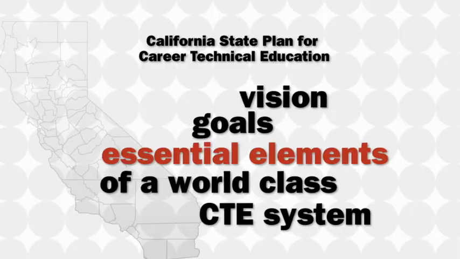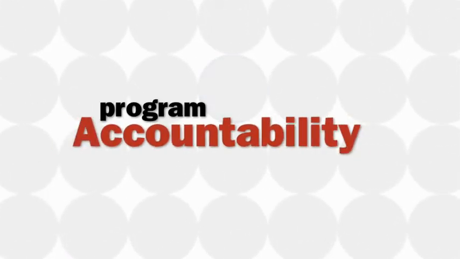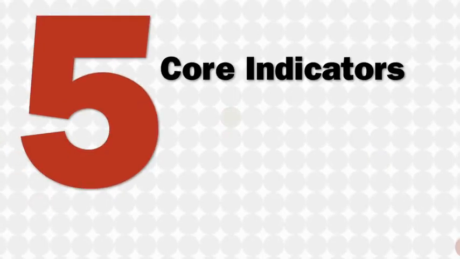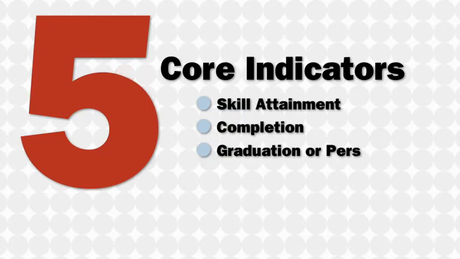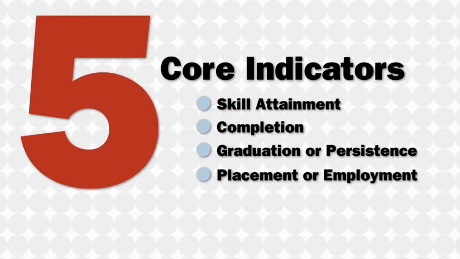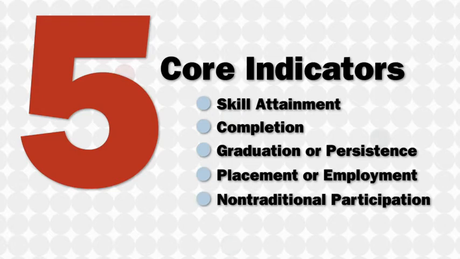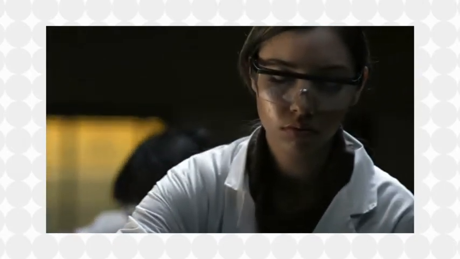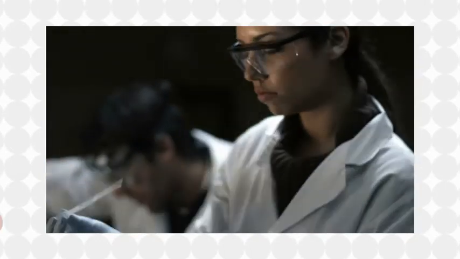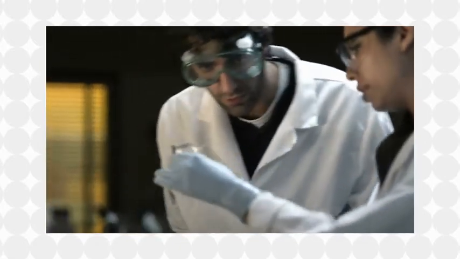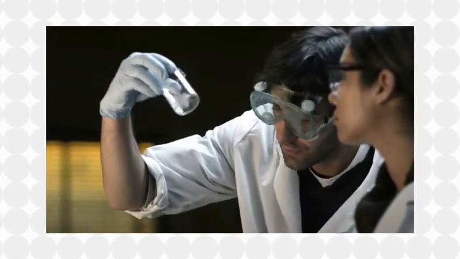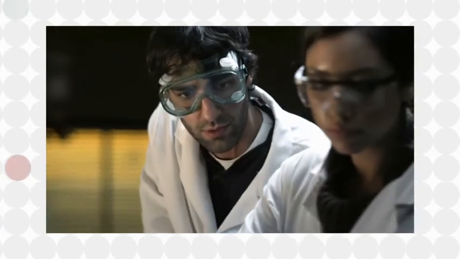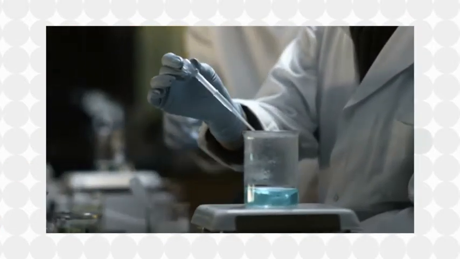In both the federal legislation and state plan, program accountability is measured by core indicators. These core indicators include skill attainment, completion, graduation or persistence, placement or employment, and non-traditional participation and non-traditional completion in CTE programs. Schools and colleges are required to collect and report on each of these core indicators for all students and subsets of students defined as special populations. In addition, each school or college must identify a level of success they will achieve. If the schools do not meet this level of success, there is a course of action prescribed.